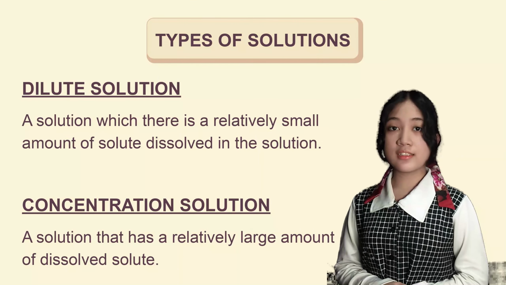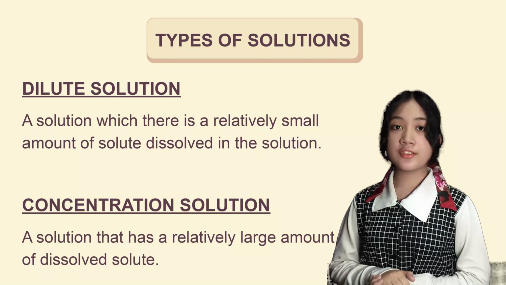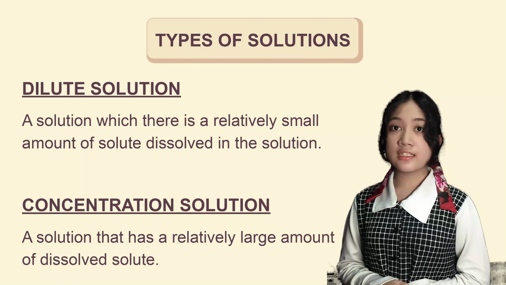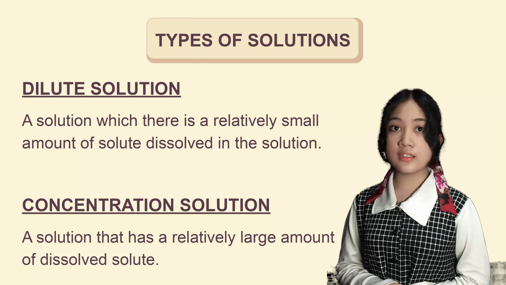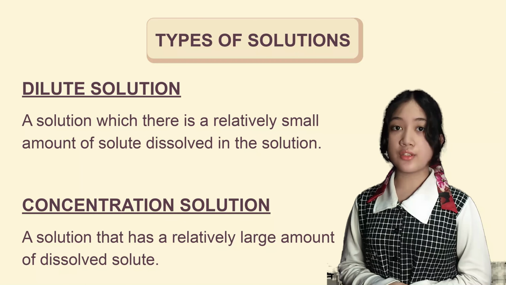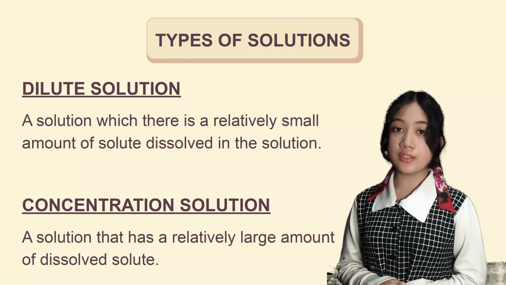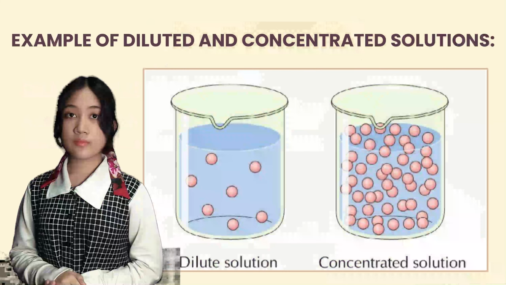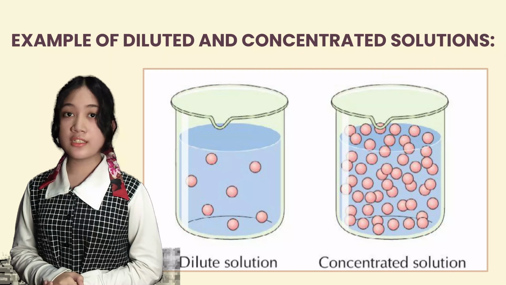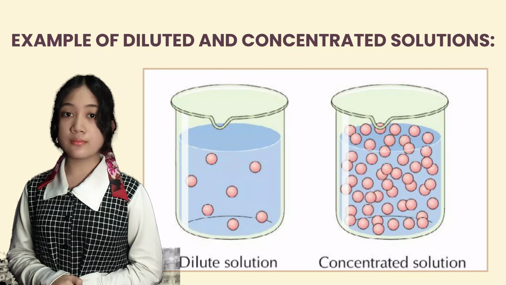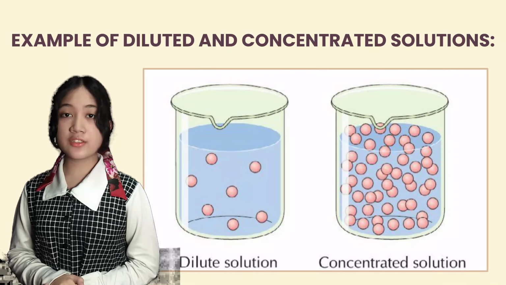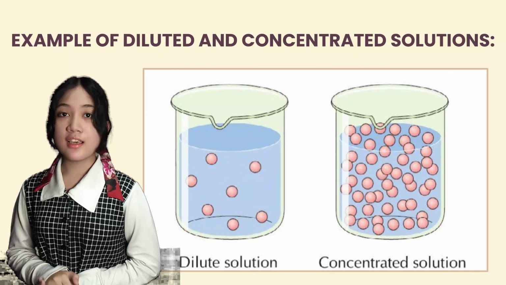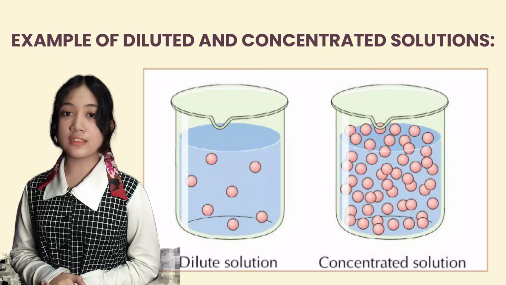Now let's discuss the types of solutions. Dilute solution. A dilute solution is a solution in which there is a relatively small amount of solute dissolved. Concentrated solution. A concentrated solution is a solution that has a relatively large amount of dissolved solute. Here are the examples of dilute solution and concentrated solution. Did you notice the amount of pink circles inside the glass? Those pink circles are solutes, and the blue liquid inside the glass is the solvent.